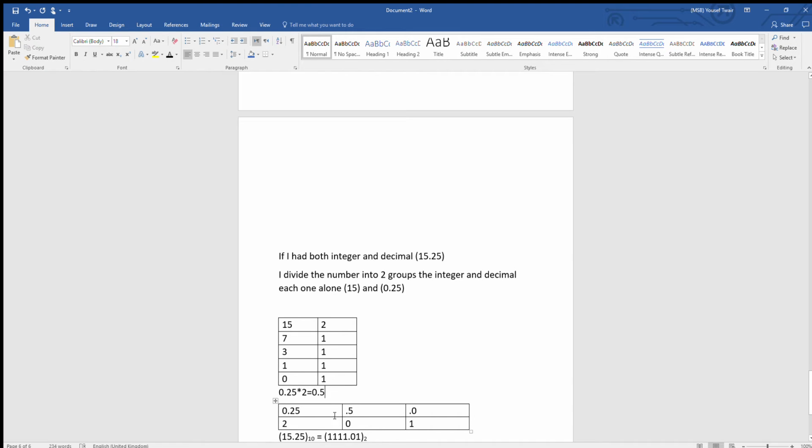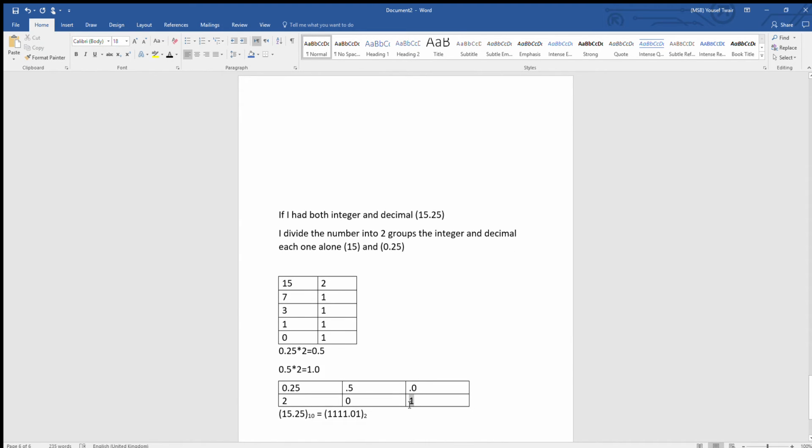Now I do 0.5 times 2, which gives us 1 only, so 0.5 times 2 gives us 1.0. I write the 1 here and the .0 here. I got 0 here so I stop.